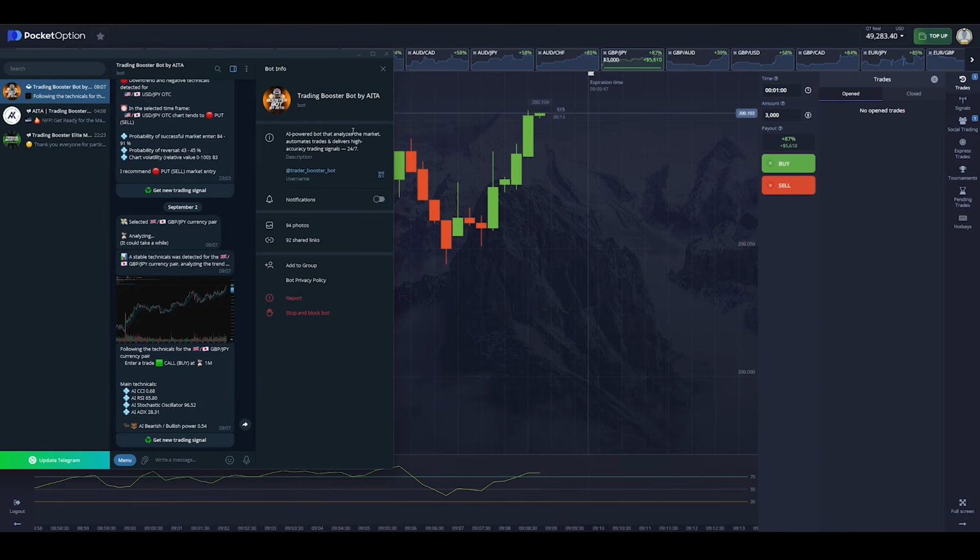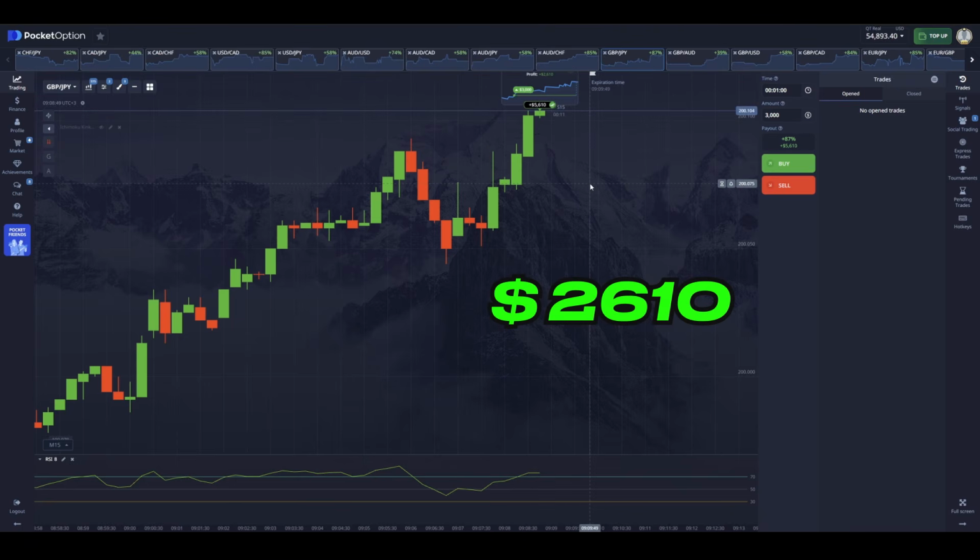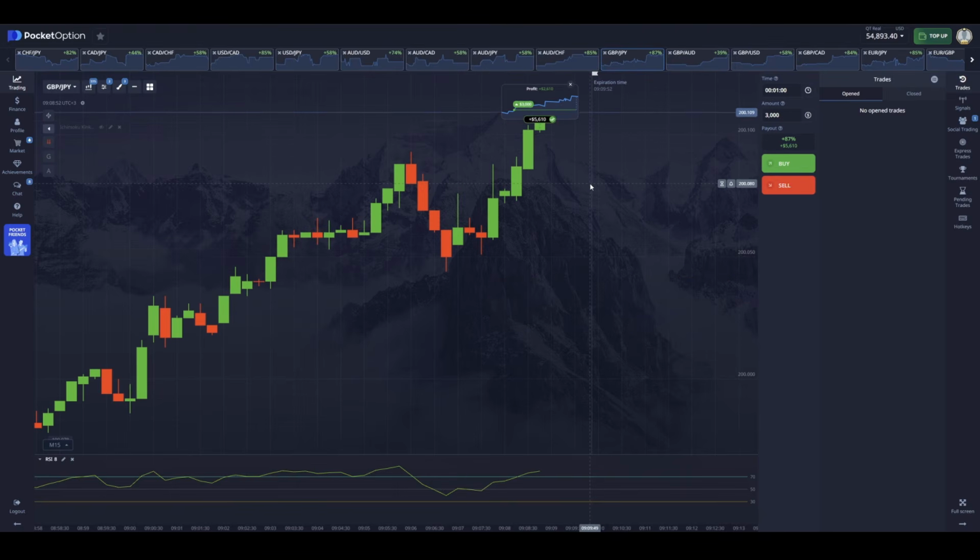And by the way, in the meantime, this trade has brought me another $2,600. As you can see, that's a pretty good profit. Alright, let's move on, and I'll explain how this indicator works and what it shows.